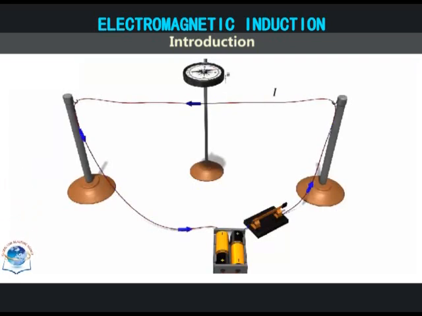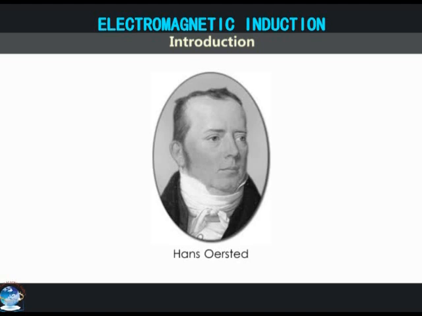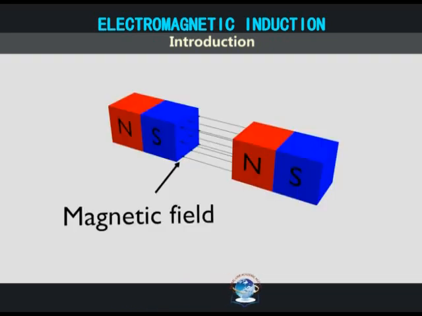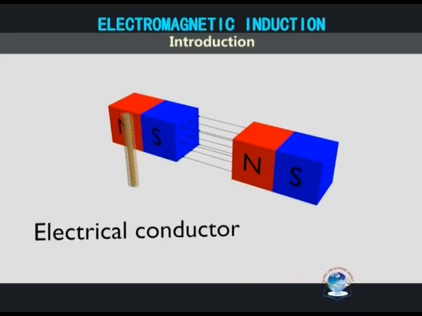This discovery by Hans Oersted in 1820 opened a whole new vista for research, and what many wondered is whether the converse can be true. Could a magnetic field induce current in a conductor? And it wasn't long, as one can imagine, before new discoveries were made.